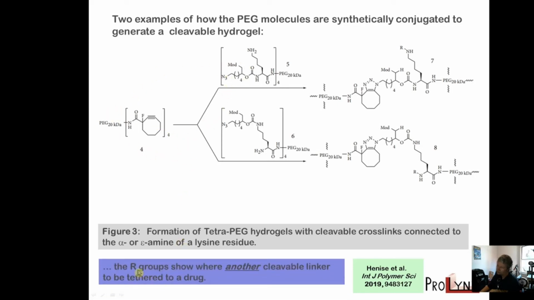Oh yeah, this is what I was saying. R groups can show another cleavable linker tethered to a drug. So you have this same kind of cleavable linker framework, maybe with a different modulator up here at the R group. Okay, so mini-tangent: bioorthogonal click reaction.